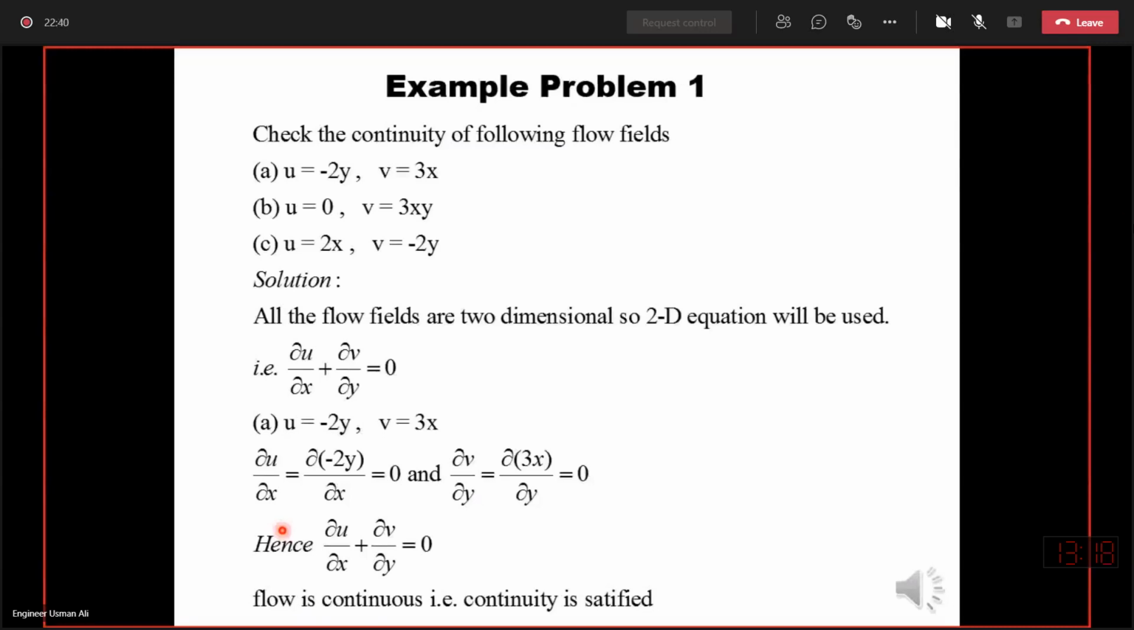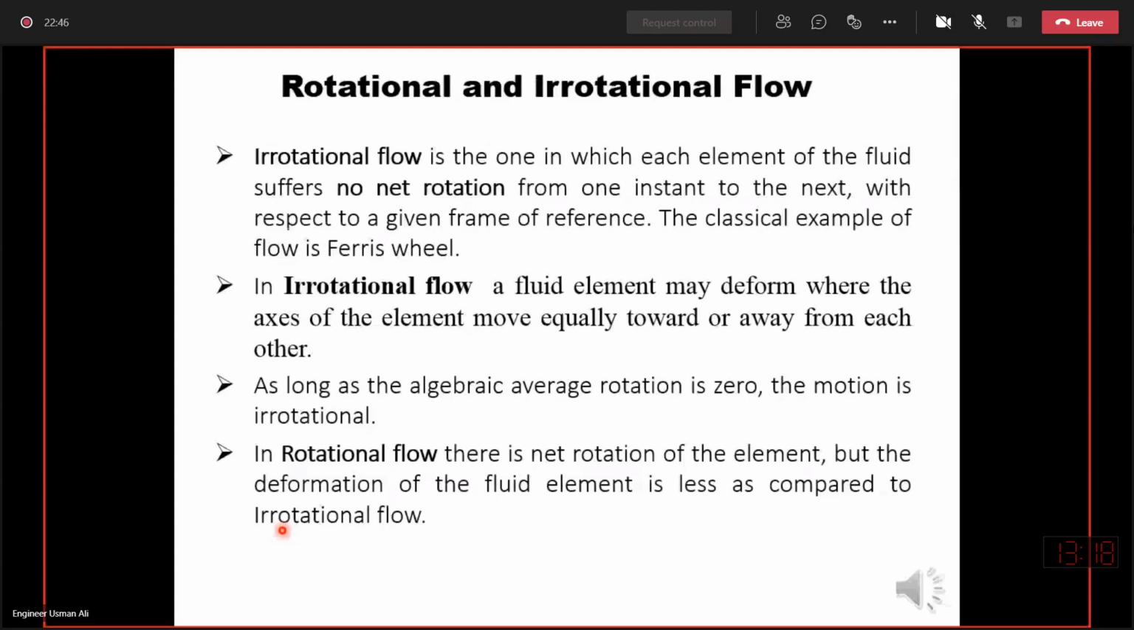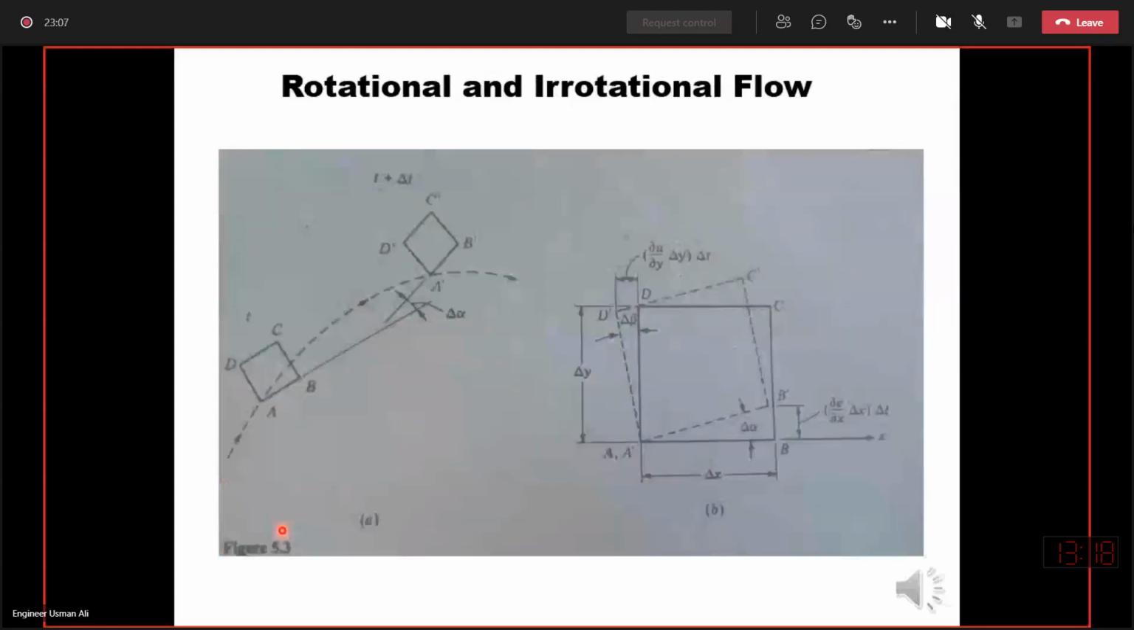Then we discussed rotational flow. For rotational flow, there is net rotation of the element of the fluid. So we consider an element of the fluid at any t and t plus delta t, and superimposing both, we derive the rotation of the element. When it is zero the flow is irrotational, and when it's not zero, we define the rotational flow. We also use this equation to check the flow field for rotational or irrotational flows.